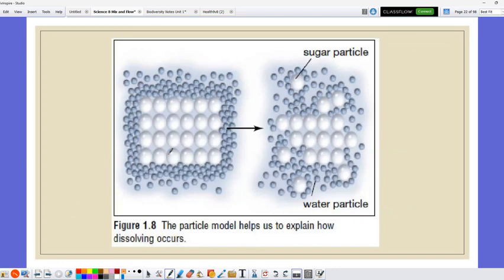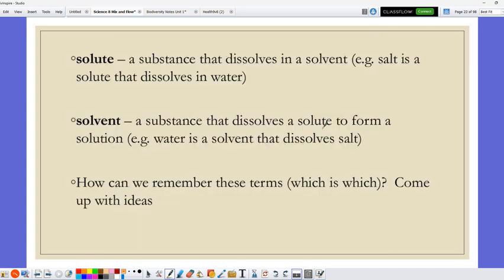And there's an example of dissolving. So this would probably be like sugar. And then you can see the sugar is more attracted to water particles. And so they go together. We looked at solute and solvent. Solute is a substance that dissolves in the solvent. So it's the one that's in lesser amounts.